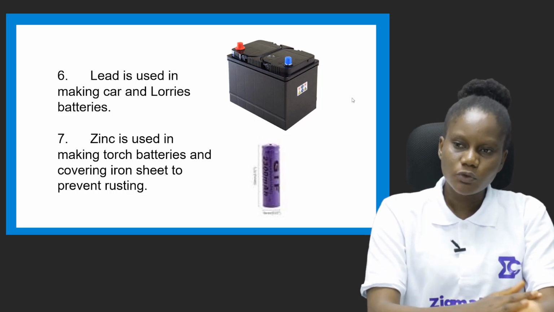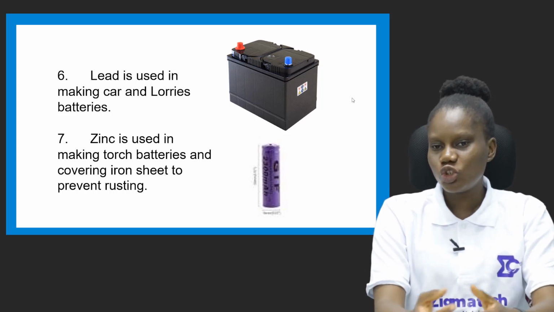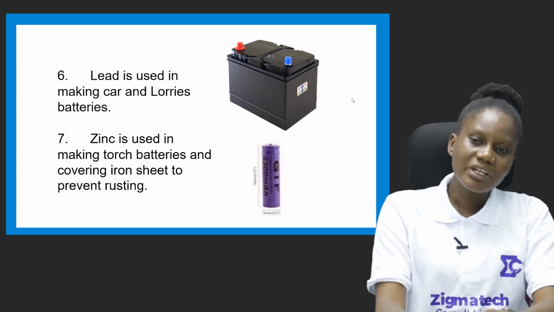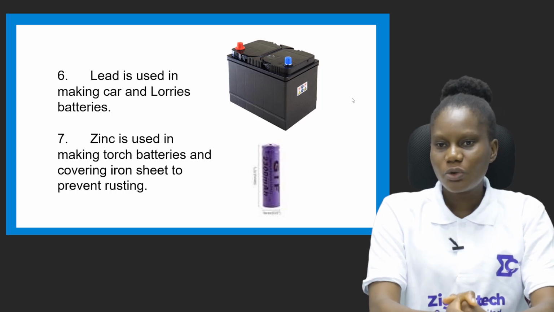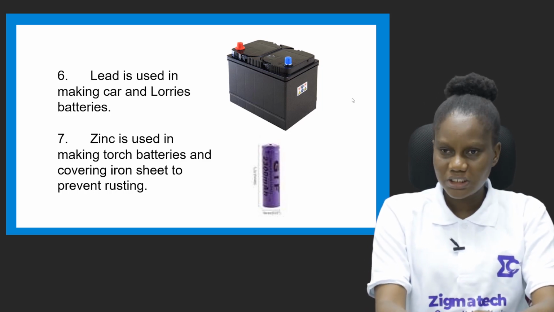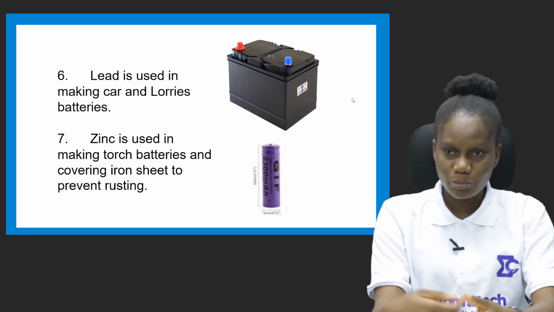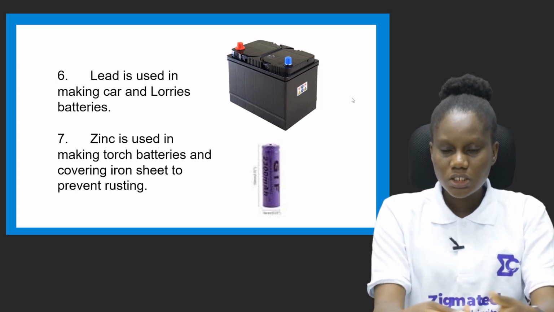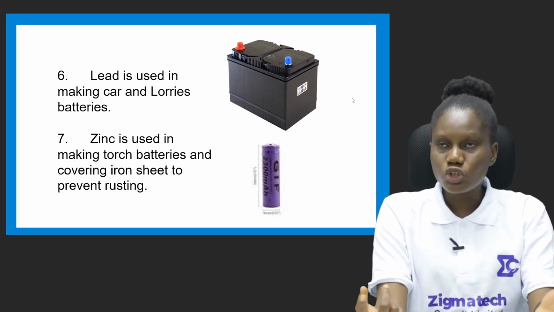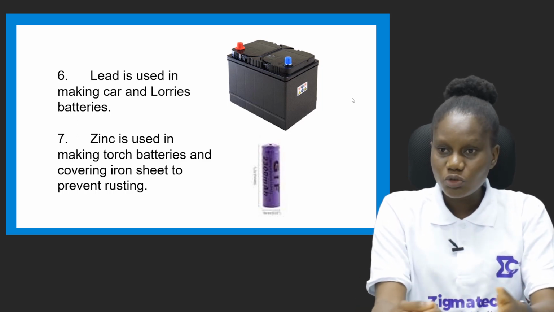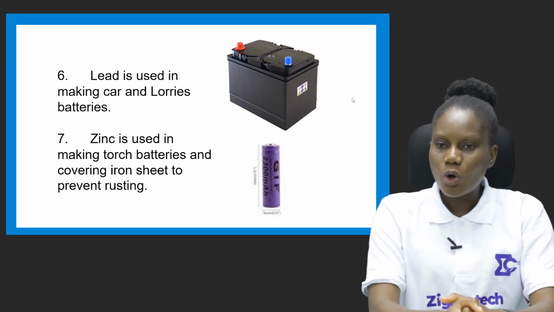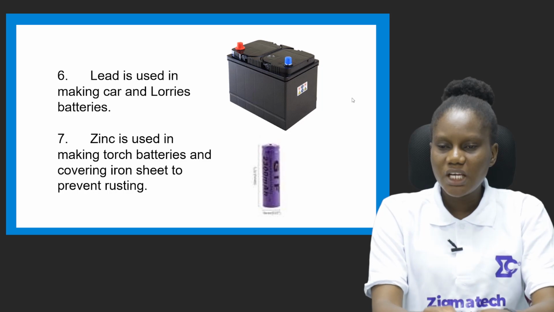And number 7, you have that zinc is used in making torch batteries and covering iron sheet to prevent rusting. Zinc is used in making torch batteries. Your torch lights, yes, the batteries you put in there, some of them are made from zinc. Same with your wrist, your wall clock. The batteries you put in there, some of them are made from zinc, and covering iron sheet to prevent rusting.